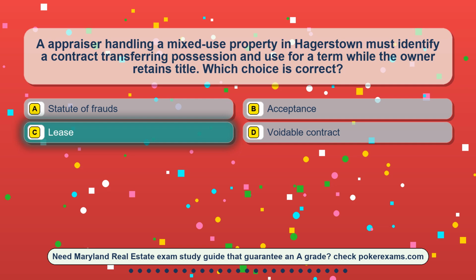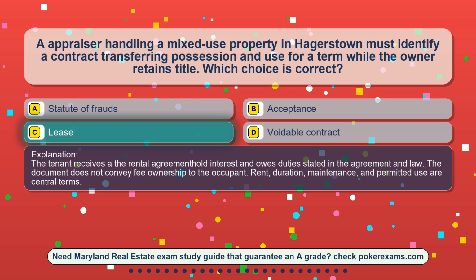The correct answer is option C, lease. The tenant receives the rental agreement hold interest and owes duties stated in the agreement and law. The document does not convey fee ownership to the occupant. Rent, duration, maintenance, and permitted use are central terms.